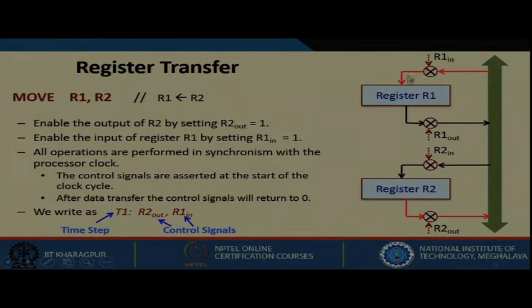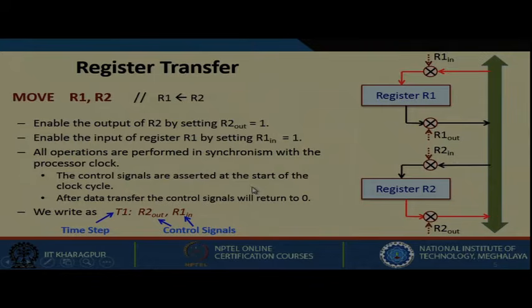For making data available inside R1, we require R1 in. R2 out, R1 in. All operations are performed in synchronism with the processor clock. So, this register transfer operation is within the processor, which is much faster. The control signals are asserted at the start of the clock signal. After the data transfer, the control signal will return to 0.